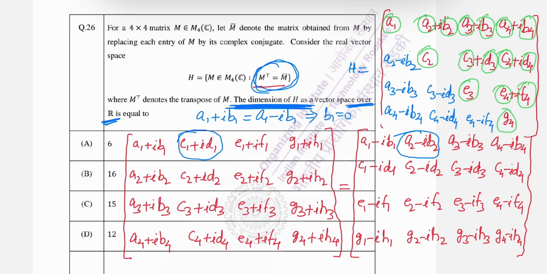So we have to choose that option in which we see this number 16. And if you go through the options, then obviously B is the correct option, because in this we have this number 16. So this question is done now.